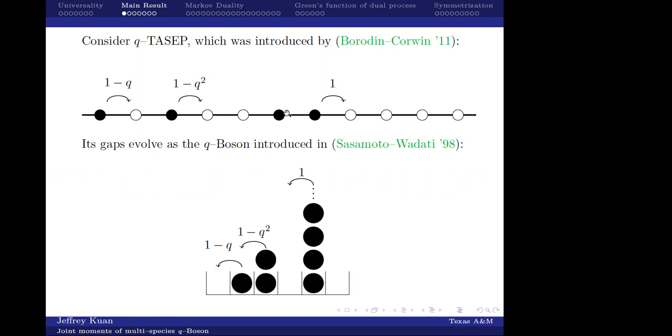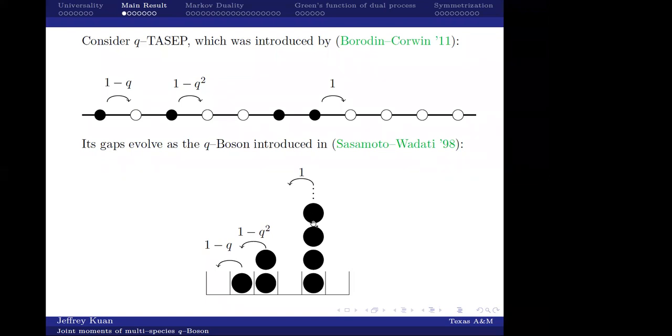Okay, so now I'm going to introduce the q-boson. It's equivalent to the q-TASEP, which was introduced by Borodin and Corwin. Consider a TASEP where the jumps go to the right, but now the jump rates depend on the gap in front of them. So it's 1 minus q to the gap. Here the gap is 2, so the jump rate is 1 minus q squared. Here the gap is 1, so it's 1 minus q to the 1. Here the gap is 0, so it's 1 minus q to the 0, which is 0. And we're going to have a rightmost particle, so here the gap is infinite, and the jump rate is just 1 minus 0, which is 1.